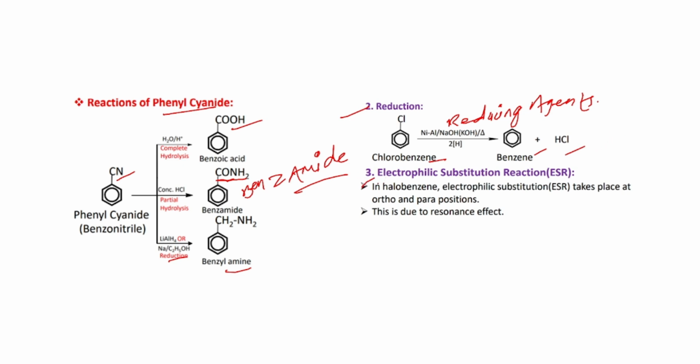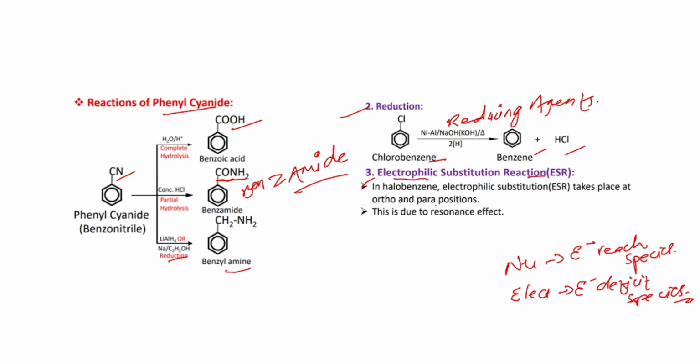The third type of chemical properties are electrophilic substitution reactions. So electrophiles are generally the opposite of nucleophiles. So nucleophiles मा के हुन्छ? Nucleophiles are electron rich species, whereas electrophiles are electron deficient species. So in halobenzene, electrophilic substitution reaction takes place at ortho and para positions.